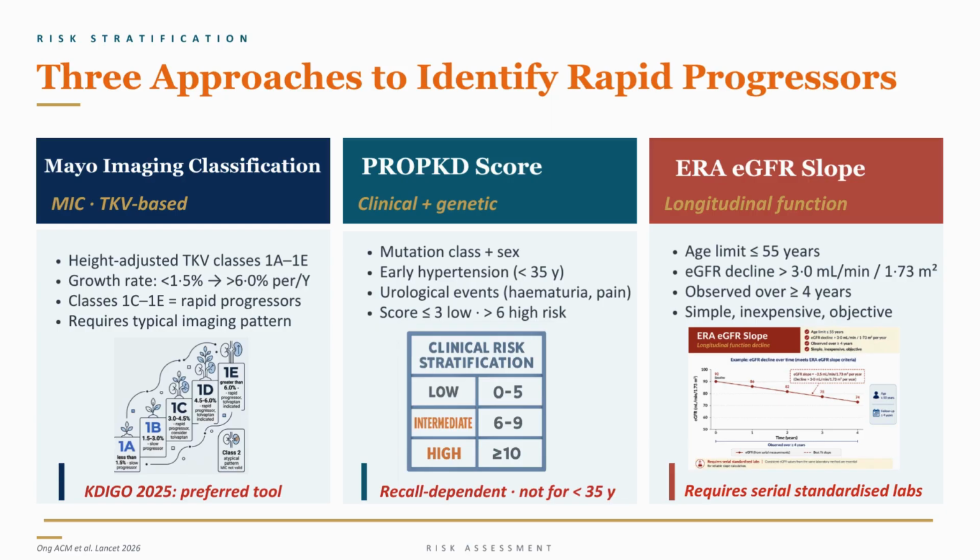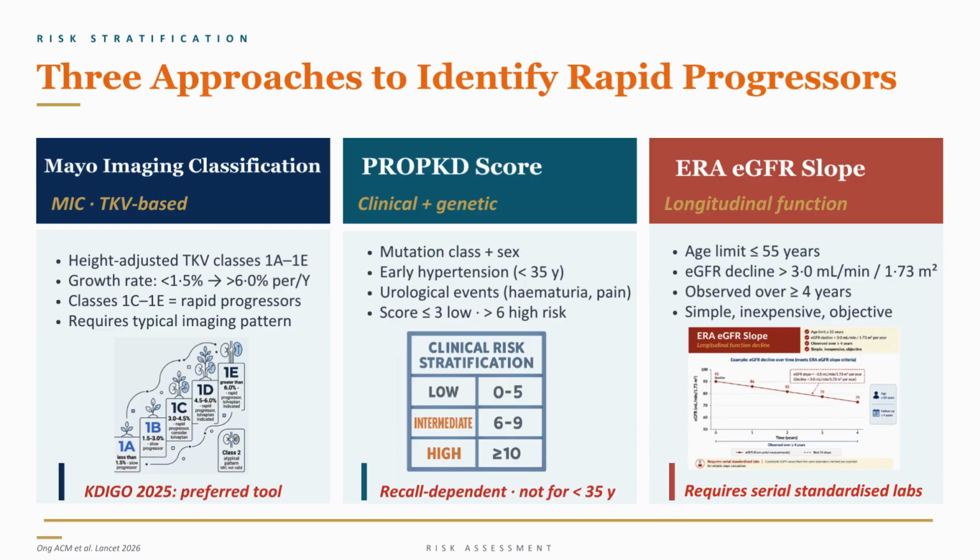Mayo imaging classification was the first very important one. This is TKV based and currently the preferred tool according to the KDIGO. It uses height-adjusted total kidney volume and classifies patients from 1A to 1E. Classes 1C to 1E indicate rapid progression, so this is the most practical and widely used method, especially when imaging is typical. Also, we have the PROPKD score, the second one, which combines clinical and genetic factors. It includes mutation type, sex, early hypertension, and urological events.